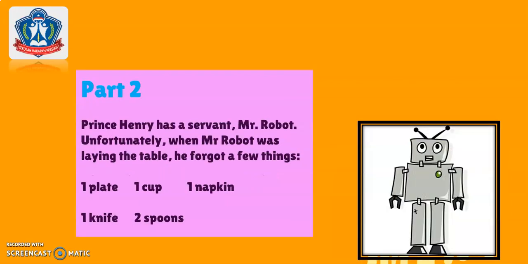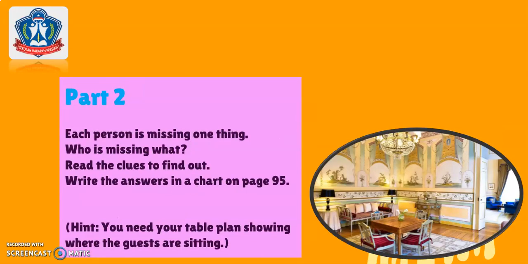For part 2, Prince Henry has a servant, Mr. Robot. And unfortunately, when Mr. Robot was laying the table, he forgot a few things: 1 plate, 1 cup, 1 napkin, 1 knife, 2 spoons. Each person is missing 1 thing. Who is missing what? Read the clues to find out.